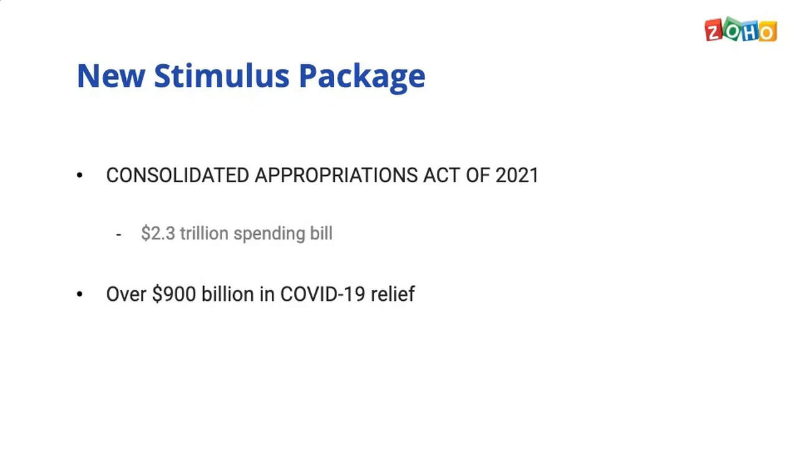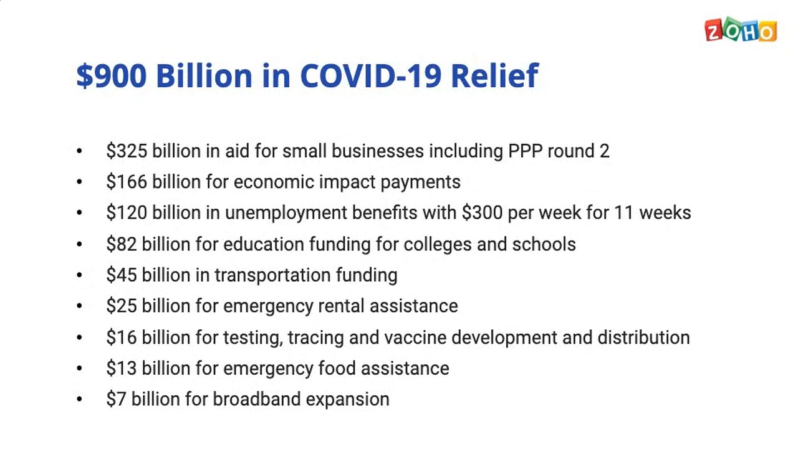What we're going to talk about is 900 billion in COVID-19 relief. And here's kind of what it looked like. And the main areas that small businesses need to focus on would be the top 3. So 325 billion in aid for small businesses, including the second round for PPP, and also 160 billion for economic impact payments, and 120 billion in unemployment benefits with $300 per week for 11 weeks. A lot of people wanted that to be a little higher, but that's what it ended up being.